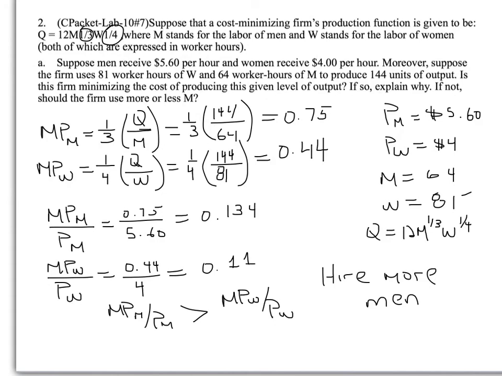Now, you could have found the same answer if you had instead calculated the actual cost-minimizing values of men and women. You would have seen that you would have ended up using more men than 64 and fewer women than 81. But you actually didn't have to do that, and I think this is a better way to solve this problem. If you had used the other method, that would not have been incorrect, but I think this is a shorter and more intuitive way of solving it. As a matter of fact, we are going to do a little bit of finding the minimizing value for 144 in the next part of this question.